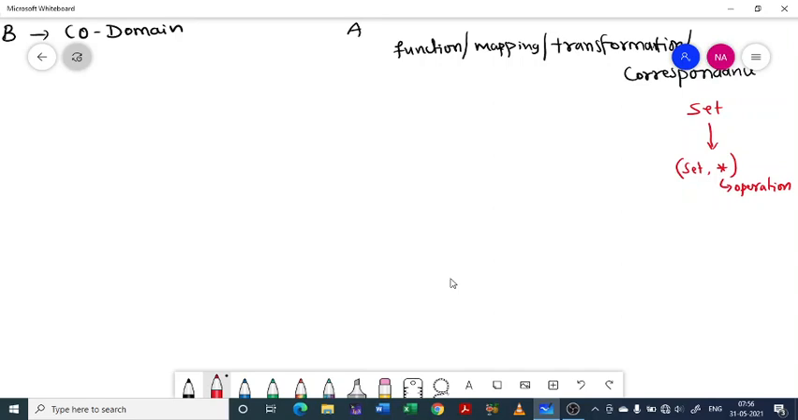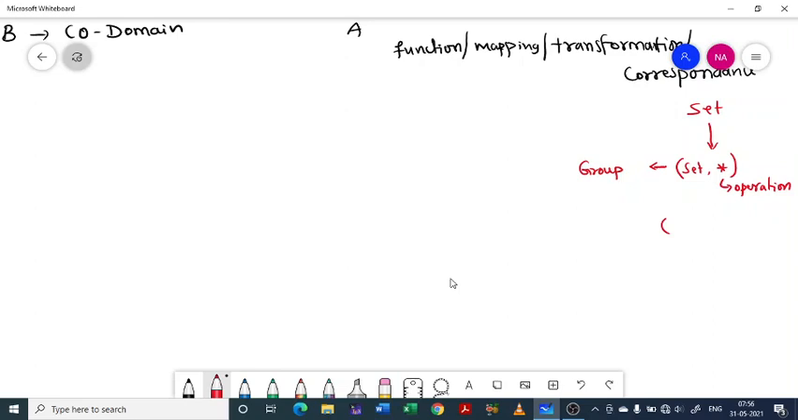That structure is called a group. Actually it is a collection of a set and an operation. It has to satisfy some set of conditions. If it satisfies those conditions, then that structure is called a group. There are 4 conditions it has to satisfy: closure, associative, identity and inverse. If it satisfies those 4 conditions, then it will be called a group.